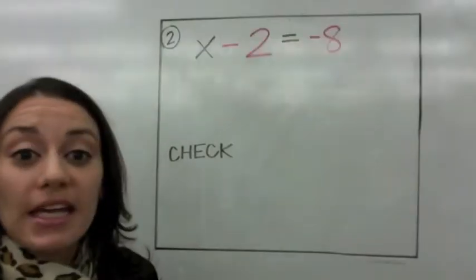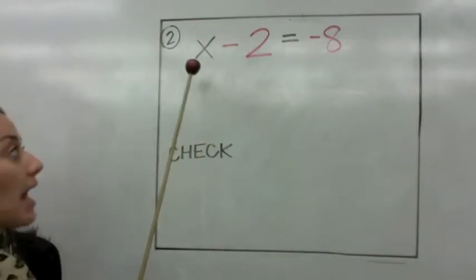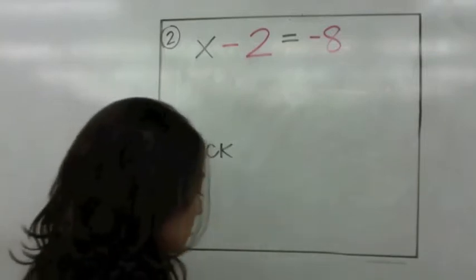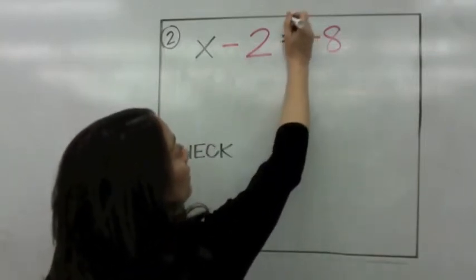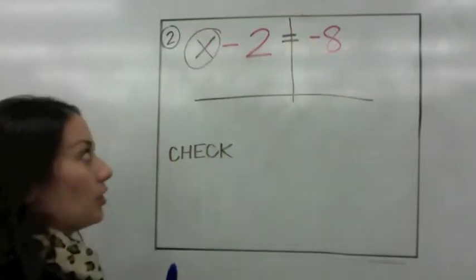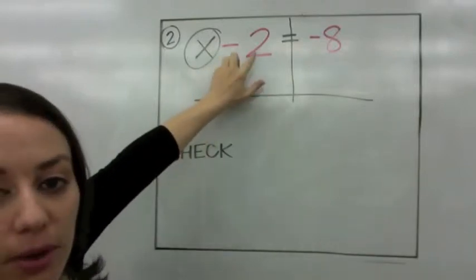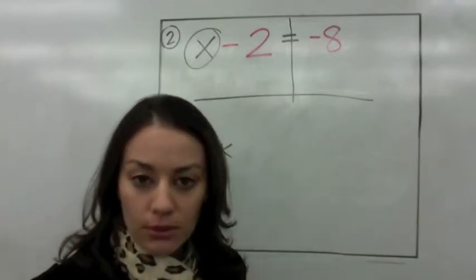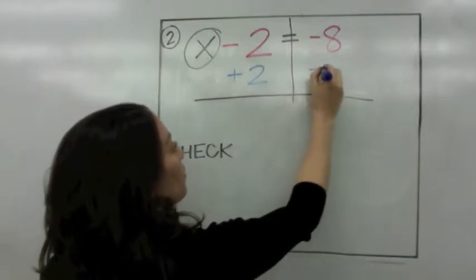Okay, let's read equation number 2. It says, read it with me, x minus 2 equals negative 8. Okay, so let's first solve this equation by making a t, and then circle x because that's what you're looking for. All right, look at the number next to x. It's negative 2. What is this? Negative 2. Okay, what's the opposite of negative 2? Positive 2. So you're going to add 2 to both sides.